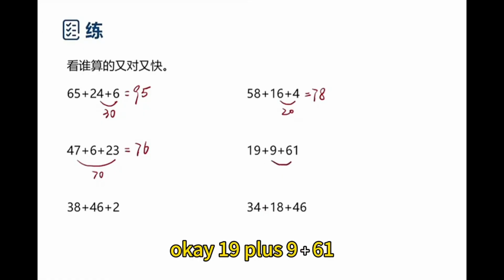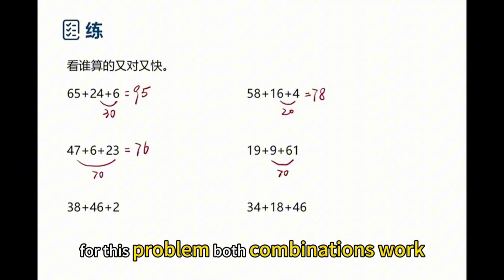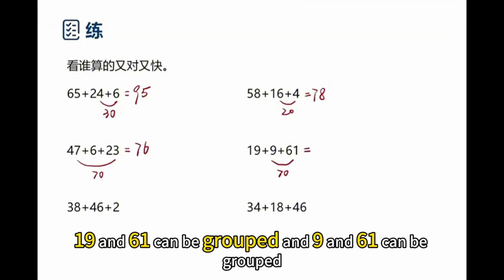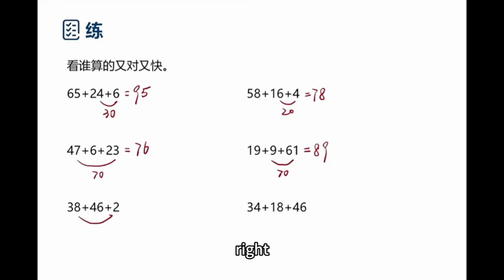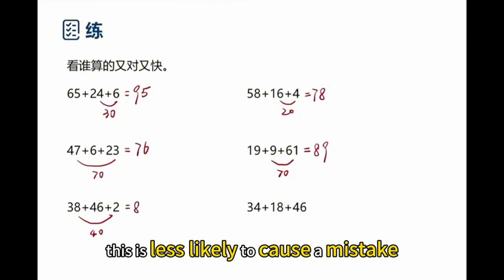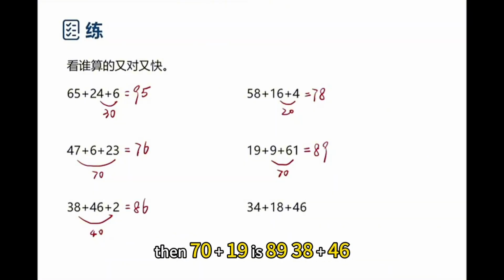This is faster. Okay, 19 plus 9 plus 61. For this problem, both combinations work. 19 and 61 can be grouped, and 9 and 61 can be grouped. Which one should we choose? Definitely group 9 and 61, right? Because 9 plus 61, that's 70. This is less likely to cause a mistake. Then 70 plus 19 is 89.